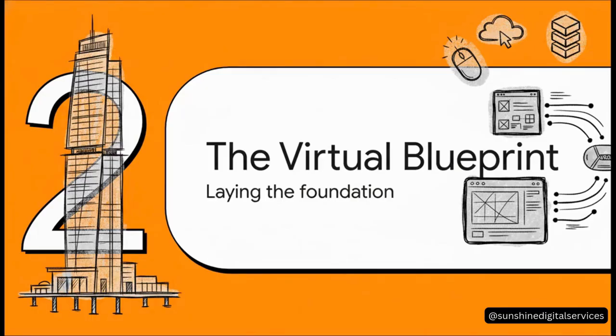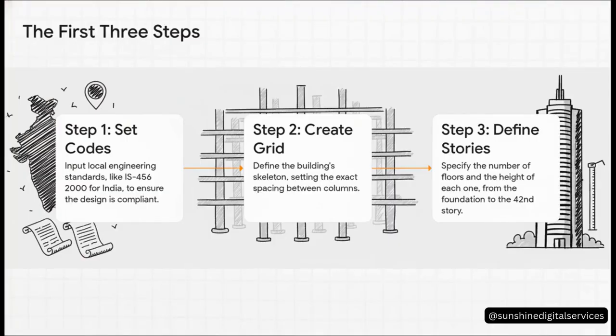So how do engineers get started building this digital skyscraper? Well, it begins pretty much the same way a real building does, with a blueprint. A virtual one, of course. All right, the first few steps are absolutely foundational. First, you tell the software the building's address, where in the world it's going to be built. This is crucial because it automatically loads all the local engineering codes, in this case something like the IS 456-2000 for India, making sure the design is safe and up to code from day one.